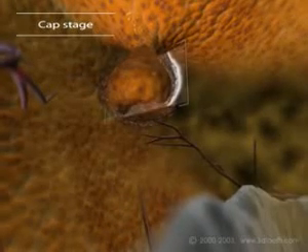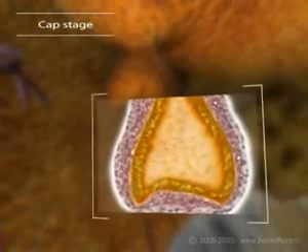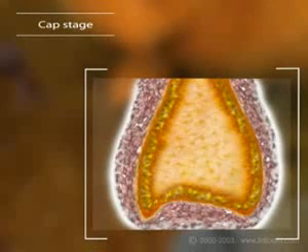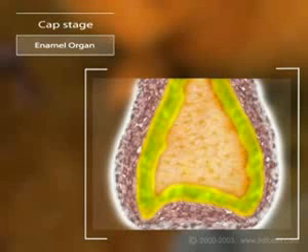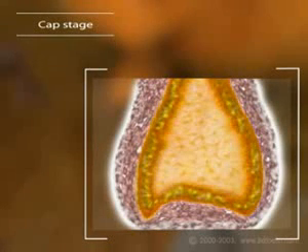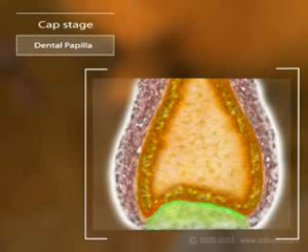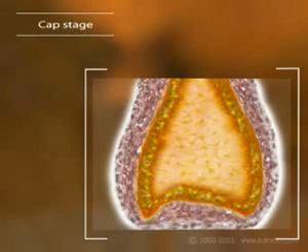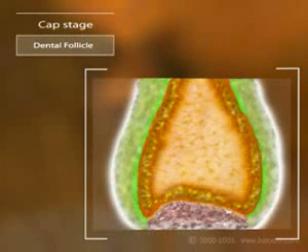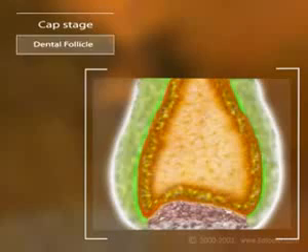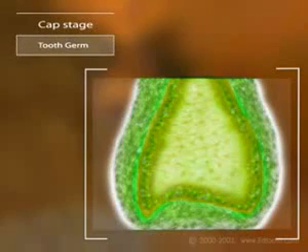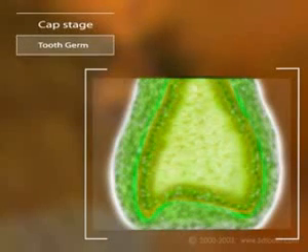At this point, we can already identify the cells that will form the tissues of the mature tooth. The enamel organ is made of cells from the epithelial cap, and it will generate the enamel of the tooth. The condensed mesenchymal cells will form the dentin and the pulp, and they are called the dental papilla. The dental follicle will develop from the remaining condensed mesenchyme. And all of these cells together are known as the tooth germ.